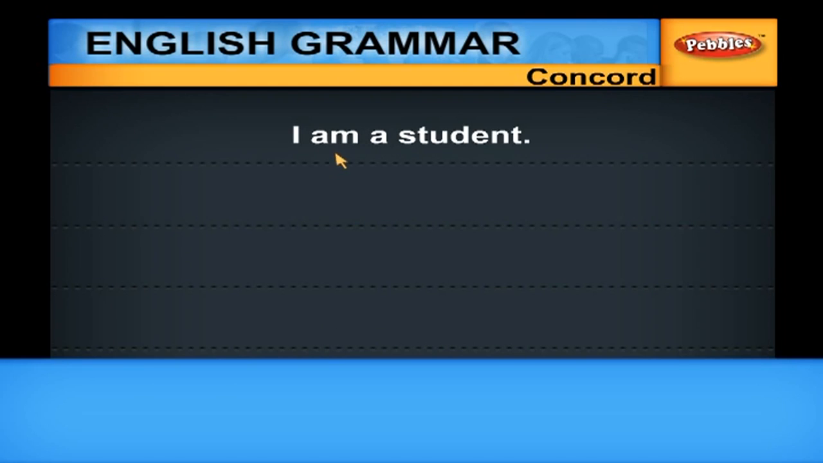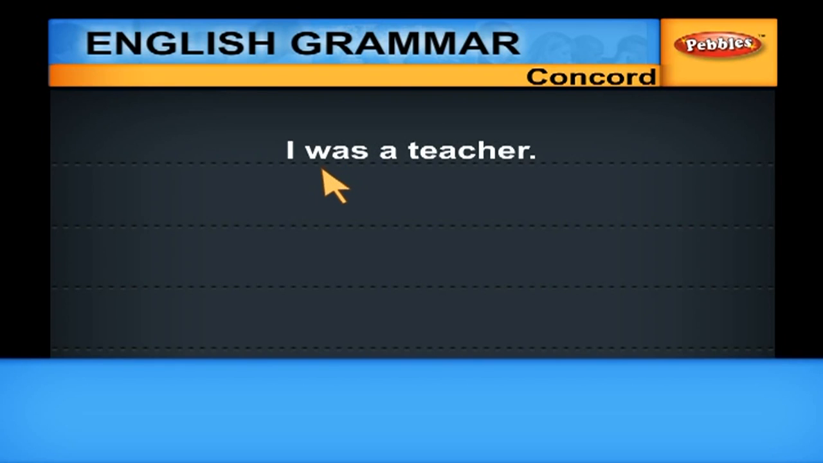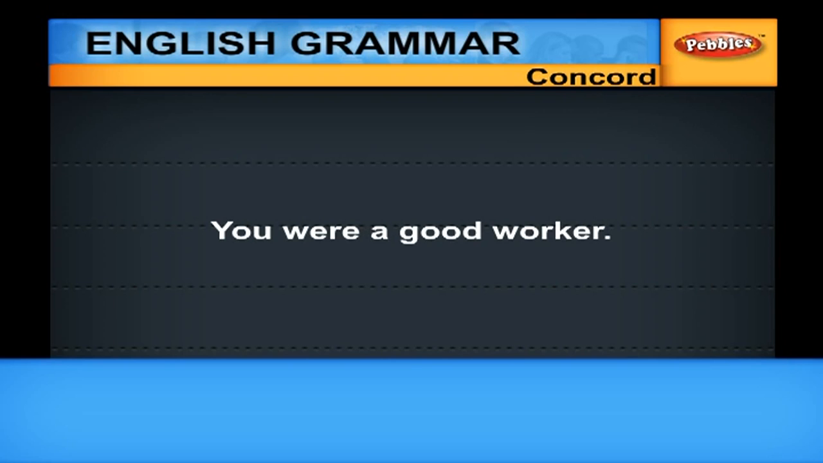I am a student. Present tense with first person singular noun I. We are students. Present tense with first person plural form we. I was a teacher. Past tense with singular noun I. We were teachers. Here, past tense with plural noun we. You were a good worker. Past tense with second person you.